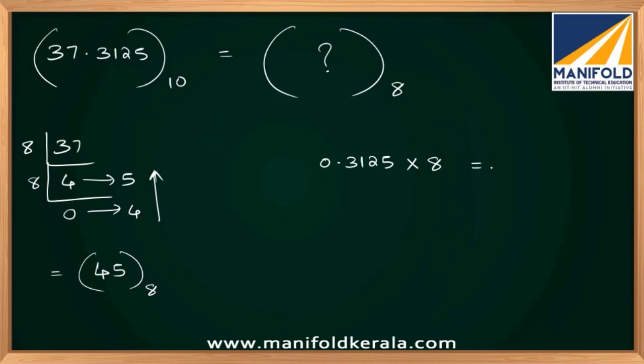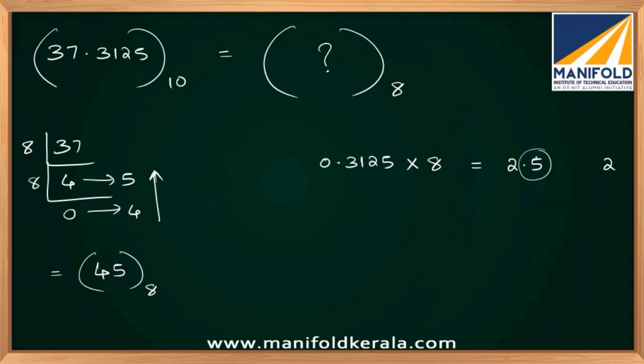And can you tell me what is the answer to this one? 0.3125 multiplied by 8. You can try multiplying this. I think this will come out to be 2.5. Is it 2.5? Yes. So if it is 2.5, you take the integer part here. Whenever you're dealing with fractions, you do not take the remainder, you take the integer part of this multiplication result. So 2 is a candidate for our result.